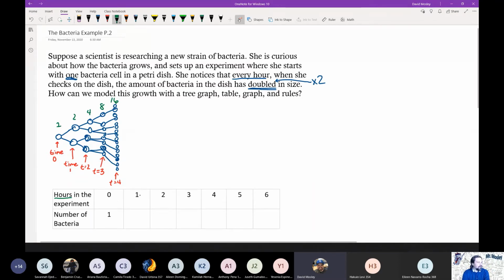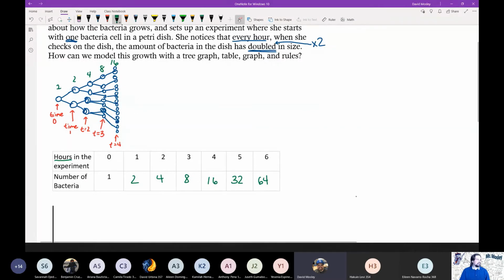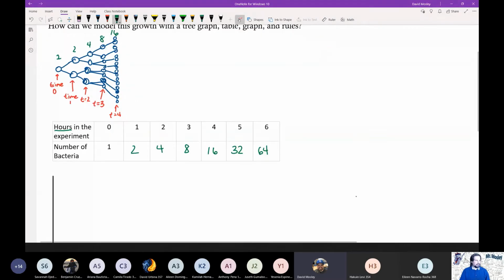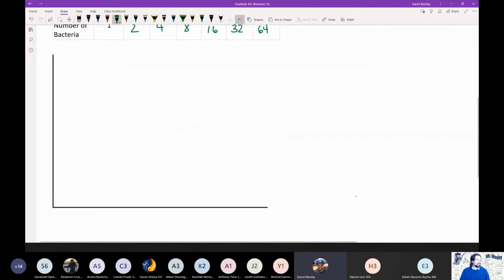All right. So after 1 hour, we have 2. 2 hours is 4. 3 hours is 8. 4 hours is 16. Right, and we can continue. We have 32 and 64. Right. So we've now done up to 6 hours in the table. So the idea is that we're hopefully getting a good sense of the pattern, right? Multiplying by 2. So now we've got the tree graph, we've got the table. Let's make a graph.